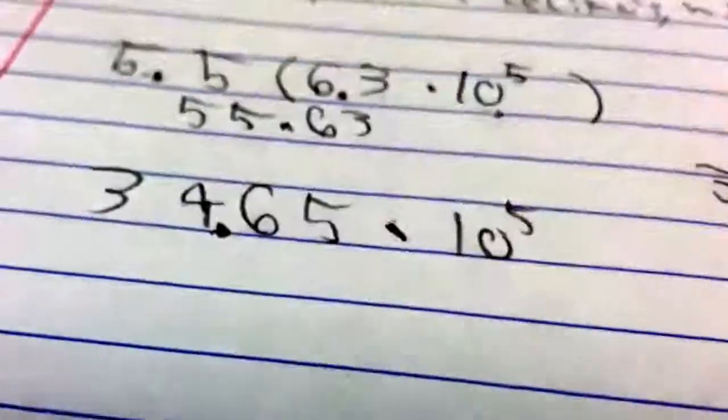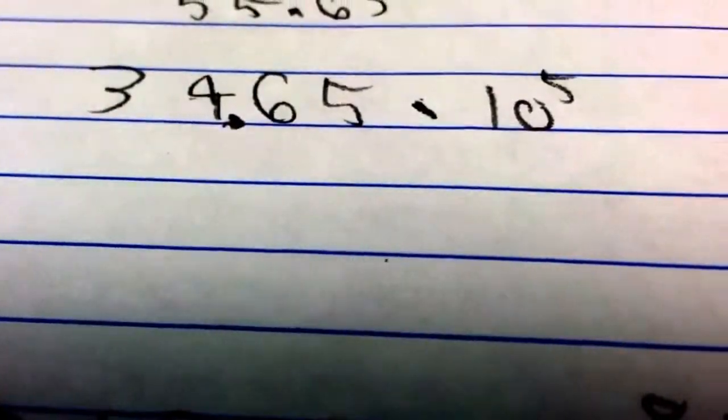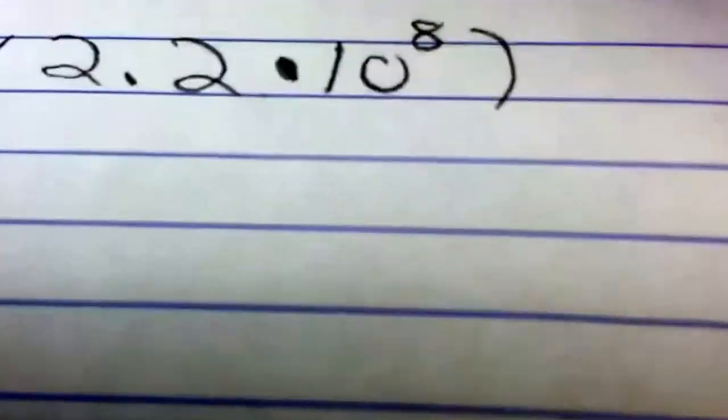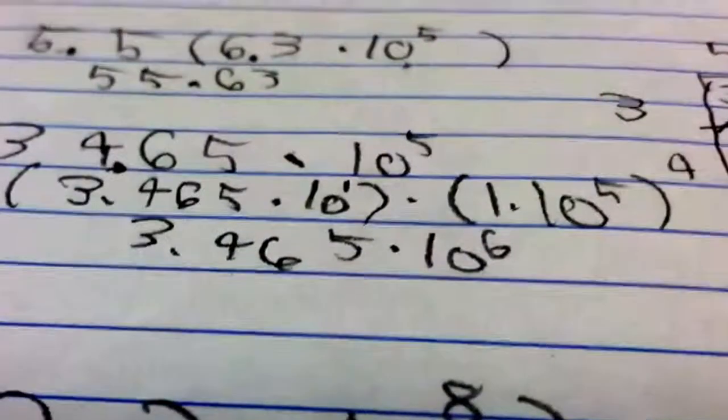Now we got to convert it to scientific notation, which was in one of my last videos. So that would be 3.465 times 10 to the 1st times 1 times 10 to the 5th. Another lesson learned here. And that would equal 3.465 times 10 to the 6th. That equation, that problem, is done.